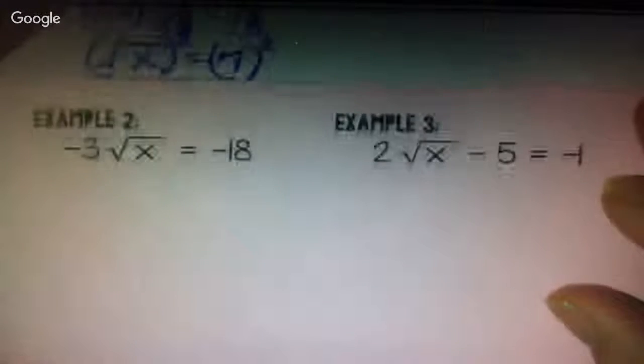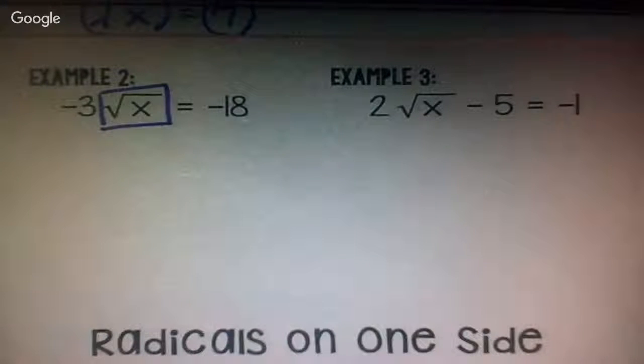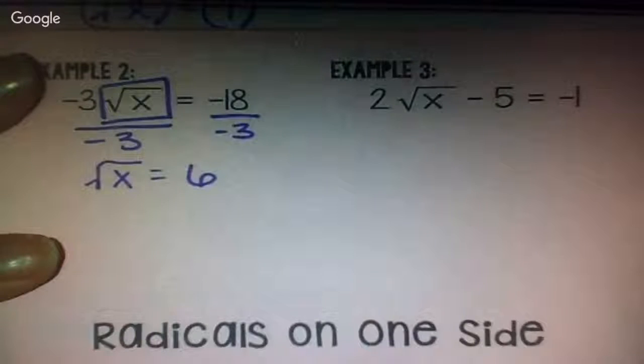Okay, example 2 then. Again, my goal is to get this by itself. How do I get rid of that negative 3? Divide. Remember, when it's out in front with no addition or subtraction, that means it's multiplication. So we divide both sides by negative 3. So the square root of x equals 6. Square both sides. And x is 36.